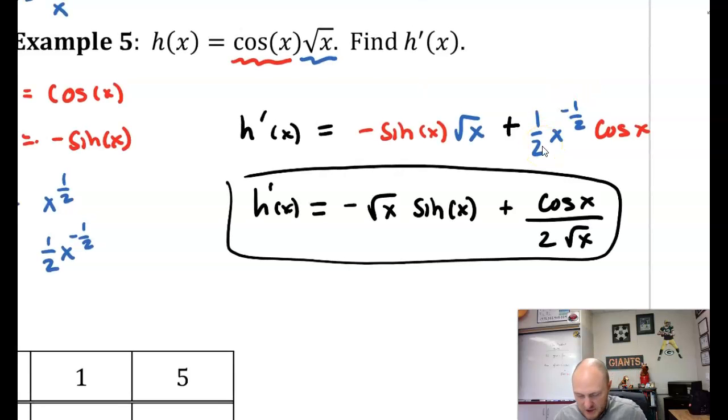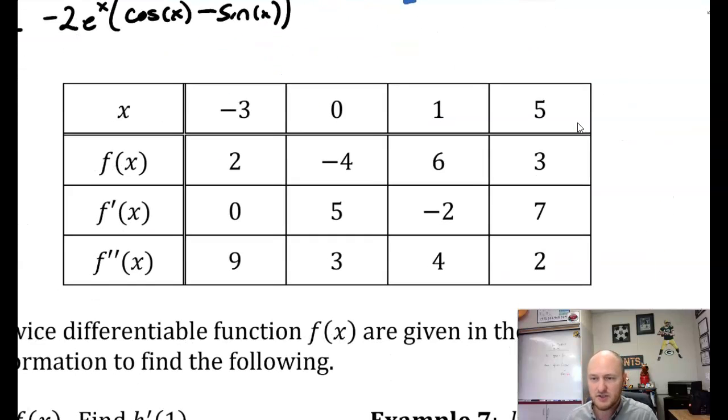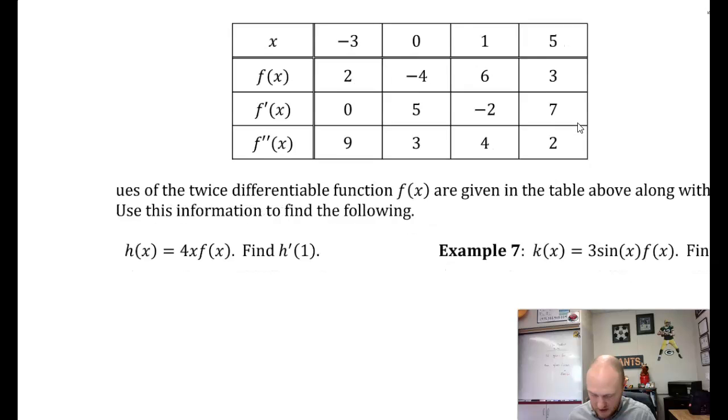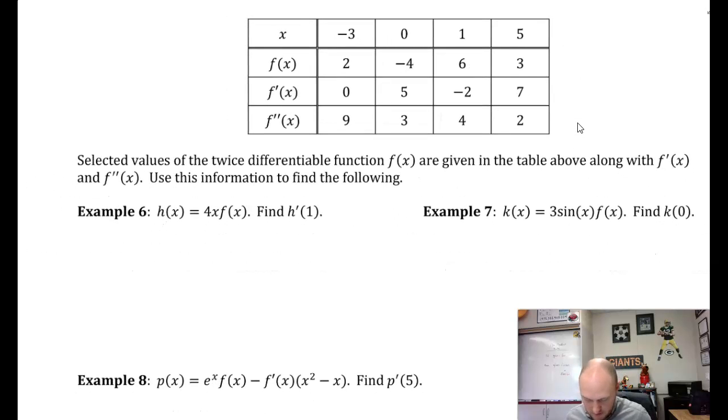All right. So that is with functions. That's in analytic form. But on the AP test, they also love to test us in the form of tables. So we're going to go ahead and see how that applies here. They say selected values of the twice differentiable function f of x are given in the table above along with f prime of x and f double prime of x. Use this information to find the following.